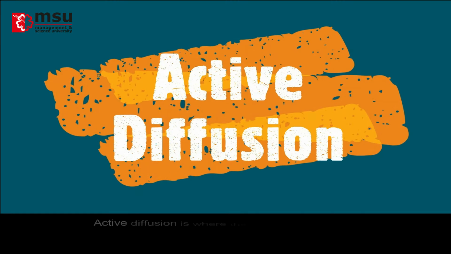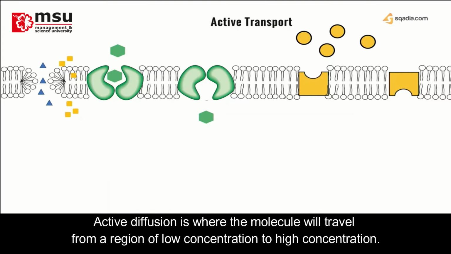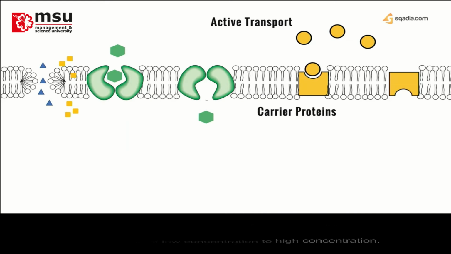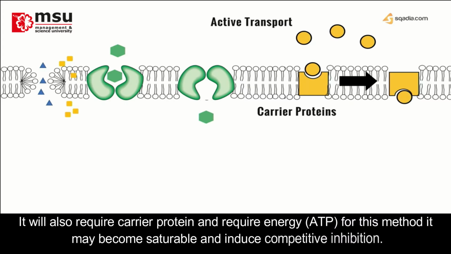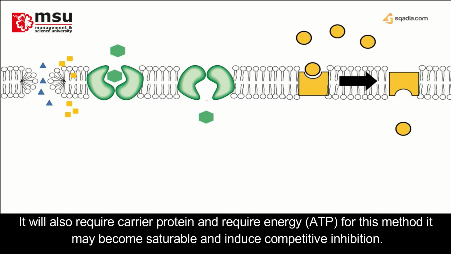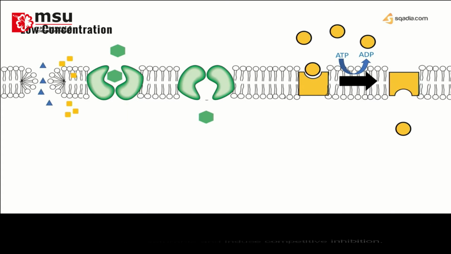Active transport is where the molecule will travel from a region of low concentration to a region of high concentration. It also requires a carrier protein and will require energy for this method. It may become saturable and will induce competitive inhibition.